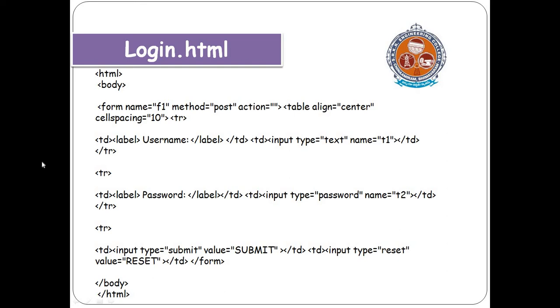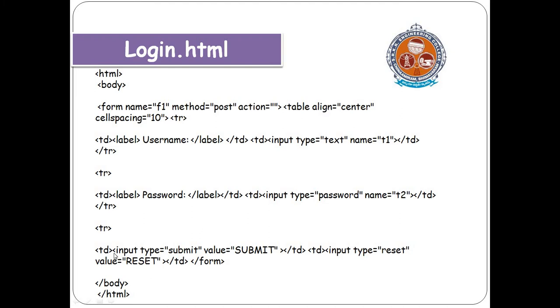Here TR is open and then here TR is closed. Then the second row is opened. In that create another table data. That is, you have to use the label and then password. Here the label is closed and then the first table data is closed, and then open the second table data. So input type equals to password, name equals to T2, and then close the TD and TR.